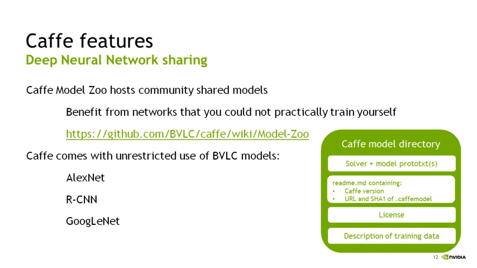So Caffe itself, though, when you download and install it, comes with some models included that have been released by the BVLC developers themselves. So an AlexNet model, which you may have heard of, trained on ImageNet data, the region-based convolutional neural network model, and a version of GoogleNet.